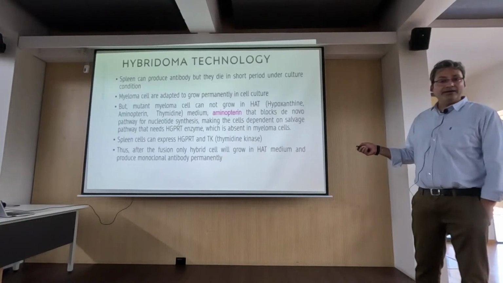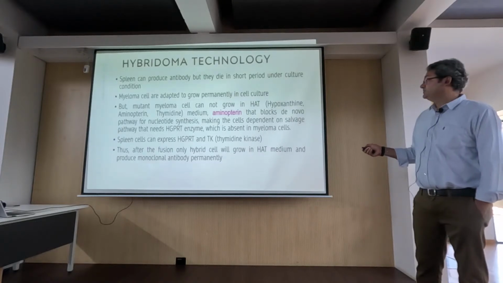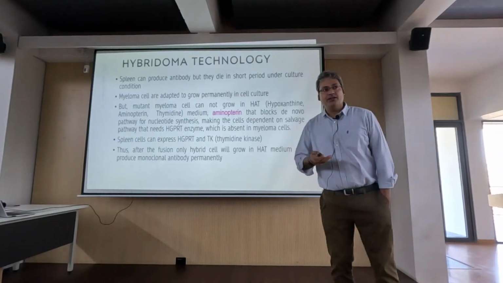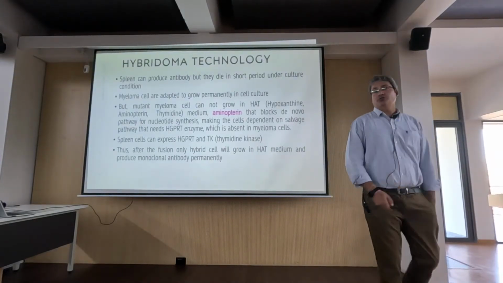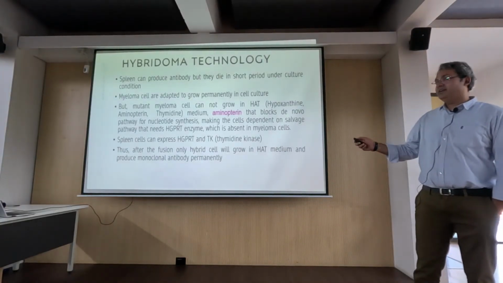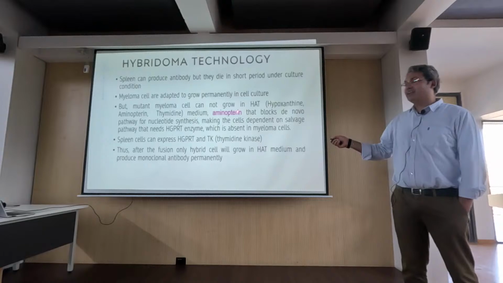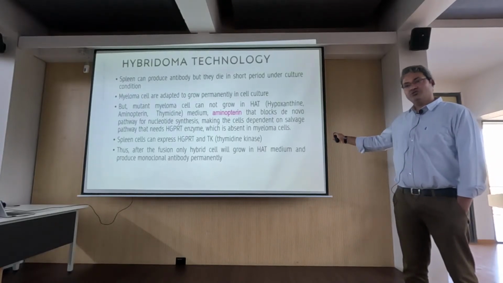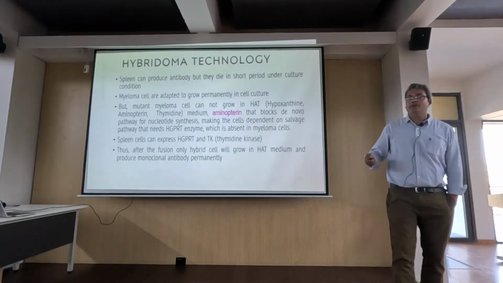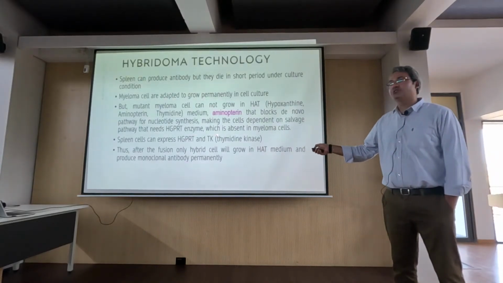a media called HAT media, which contains hypoxanthine, aminopterin and thymidine. Now what this does is, every cell requires nucleotide synthesis for DNA replication and so on. There are two different pathways, the de novo and the salvage pathway. Aminopterin blocks those enzymes which are involved in the de novo pathway. So if a cell is put under HAT, it has to go through the salvage pathway. Now these myeloma cells do not have the enzymes required for nucleotide synthesis using the salvage pathway. But your spleen cells can express those enzymes.